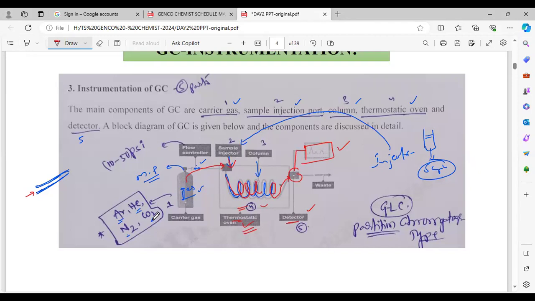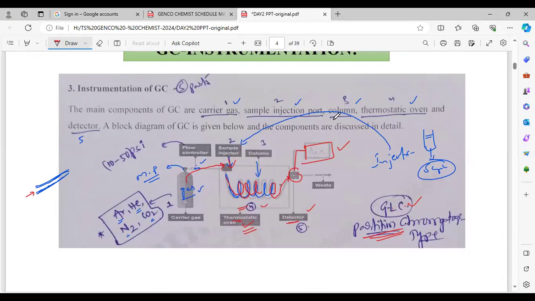So what is the order? Carrier gas is first, then sample injection port, third is the column, fourth is the thermostatic oven, fifth is the detector. And I mentioned in the last class, gas chromatography comes under the partition type of chromatography. GLC, gas liquid chromatography, is also partition chromatography. Here GC is nothing but GLC only, gas liquid chromatography. So this is about instrumentation.